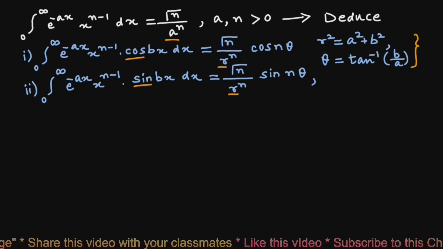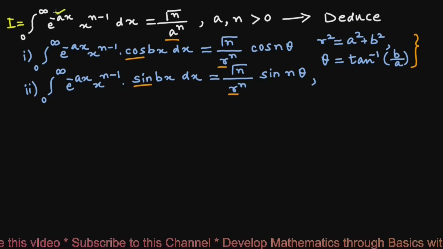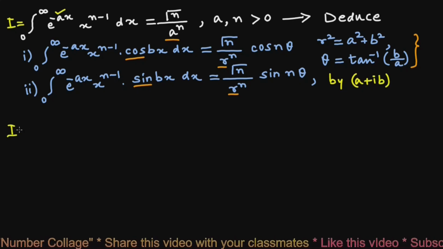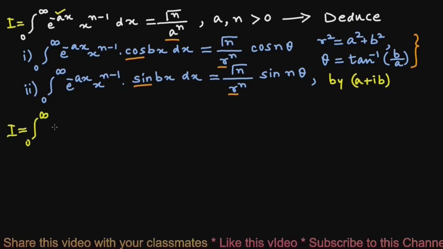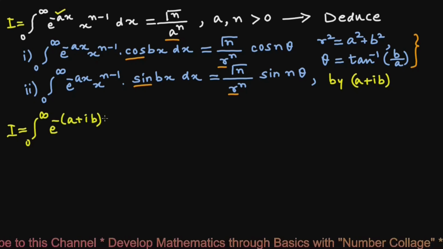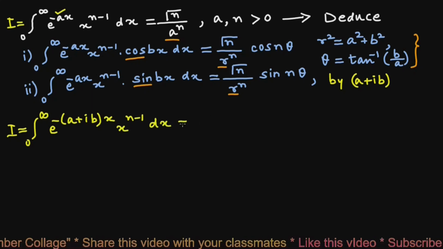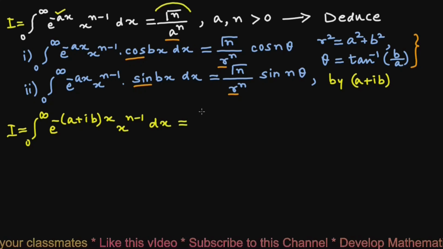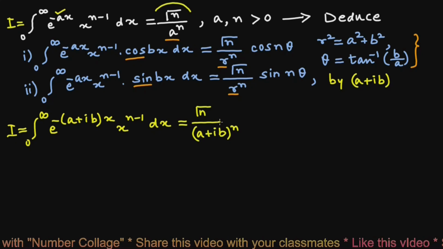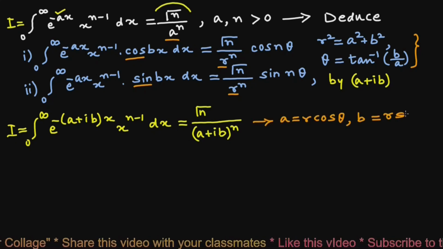So first of all, we will write this integral I by replacing this a by a plus ib and write it as integral from 0 to infinity of e raised to minus (a plus ib) x into x raised to n minus 1 dx, which will be, according to this, gamma n upon (a plus ib) raised to n, where a is r cos theta and b is r sin theta.